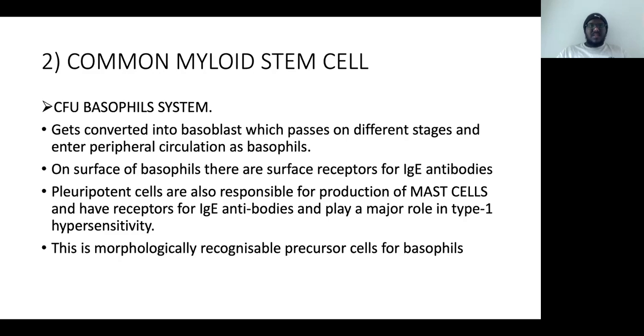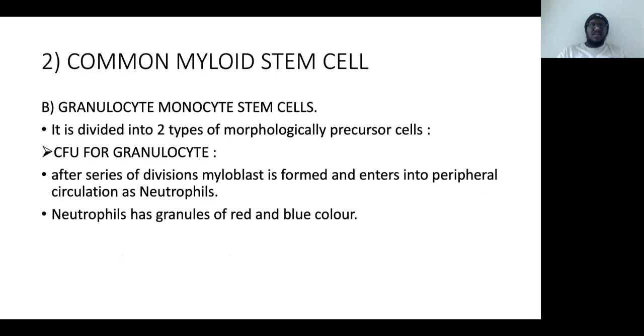On the surface of basophils, there are surface receptors for IgE antibodies. Pluripotent cells are also responsible for production of mast cells, with Fc receptors for IgE antibodies, and play a major role in type 1 hypersensitivity. This is the morphologically recognizable precursor cell for basophils.